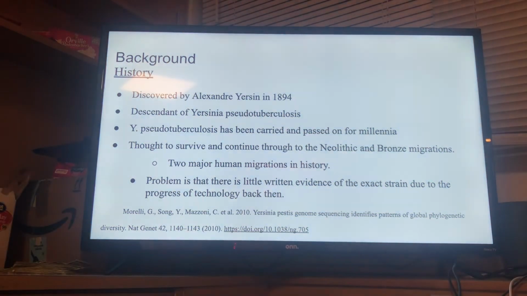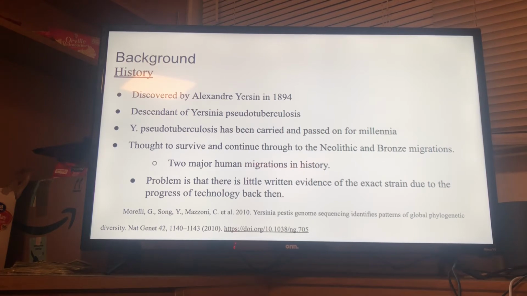To start off with some background and history, Yersinia pestis was discovered by Alexandre Yersin in 1894. It is a descendant of Yersinia pseudotuberculosis, which has been carried and passed on for millennia, and it has also survived the Neolithic and Bronze Age migrations, which were very large migrations of human populations in a given time period. And there is a little bit of an issue with this.